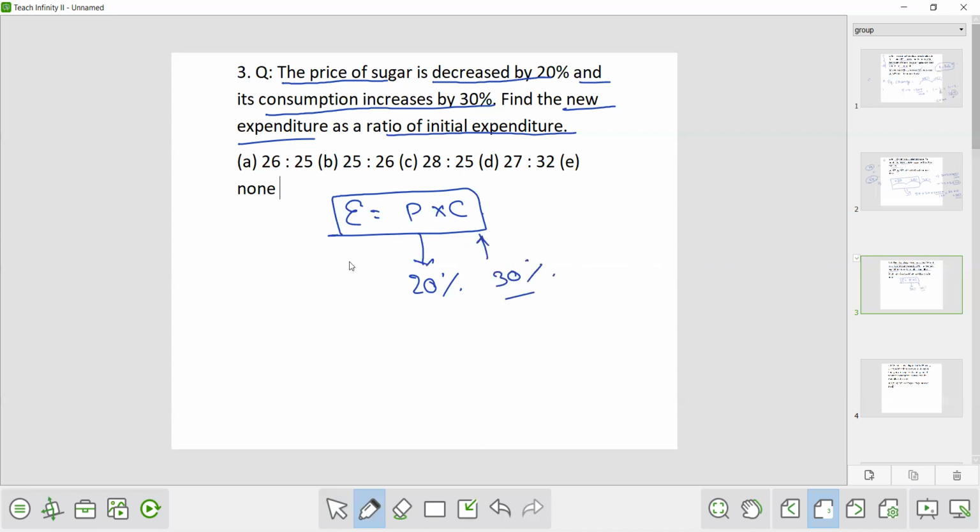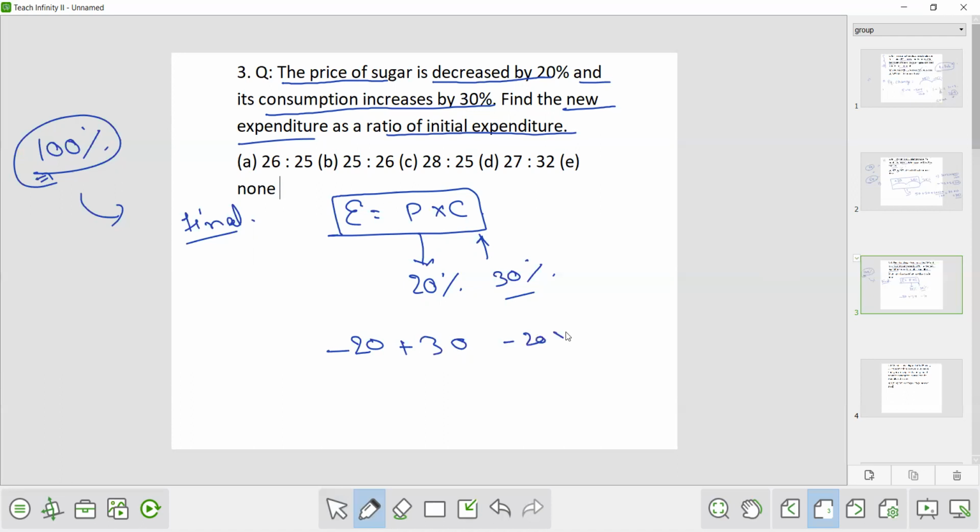So what is the difference between the initial and the final? Let's say the initial percentage is 100%. Now we will find the equivalent change with respect to this 100%. That will be your final expenditure. And then we will take the ratio between the initial and the final. So what comes under the equivalent change? Decreased is minus 20, increased is plus 30, minus 20 into 30 by 100. So this became 10 minus 6, that is plus 4. Means there is an increase of plus 4%.